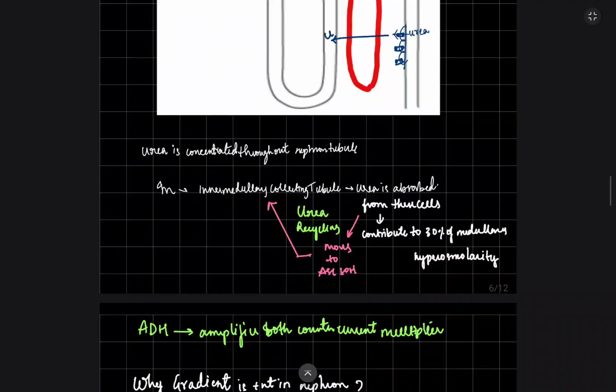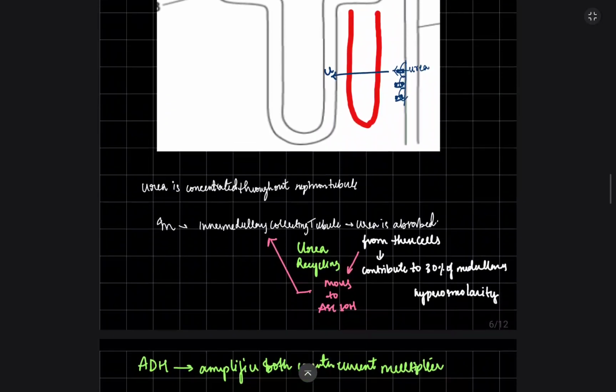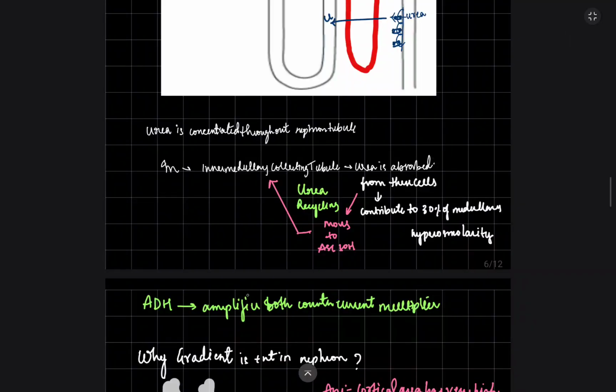Yeah. And ADH amplifies both the countercurrent multiplier mechanisms. ADH has a function of amplifying both the countercurrent multiplier systems, which favors absorption of water, right? We have this countercurrent mechanism to increase the absorption of water. ADH is also an antidiuretic hormone, so this will also amplify these countercurrent multipliers.